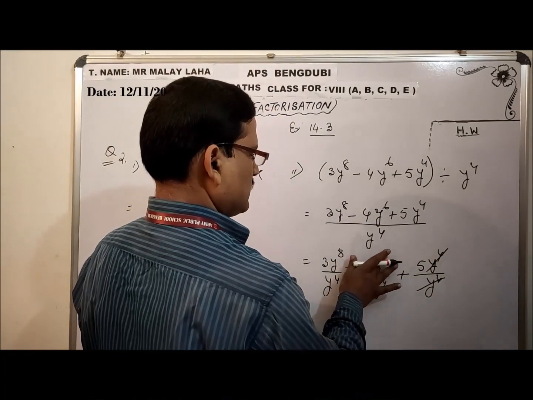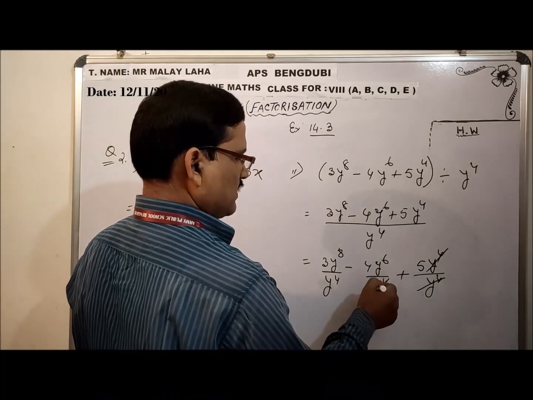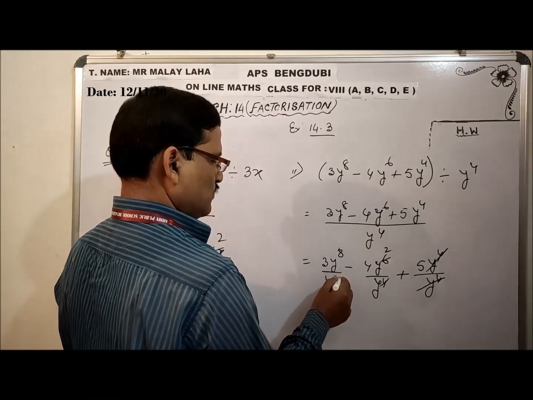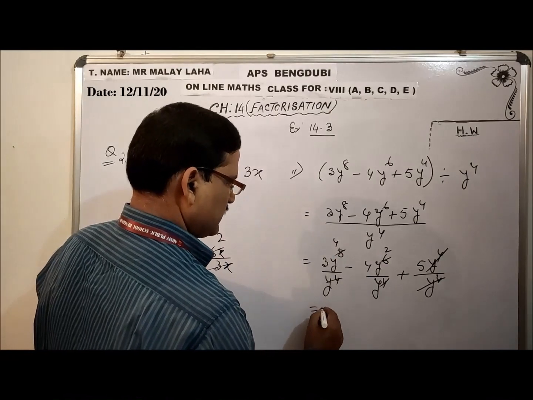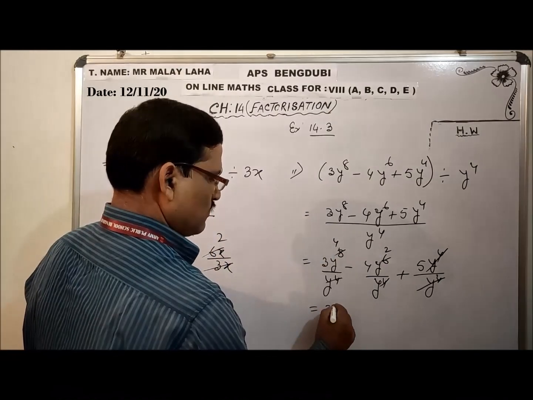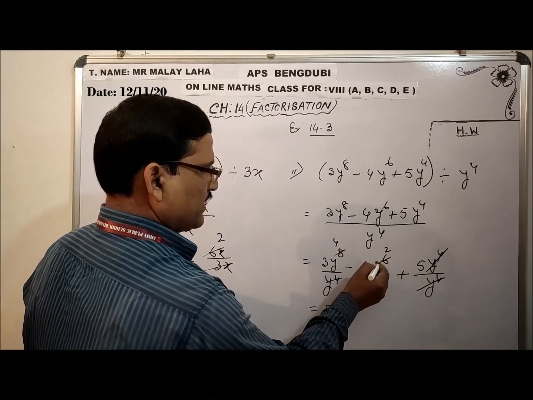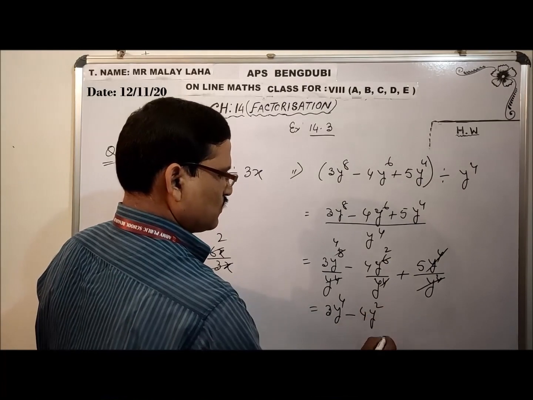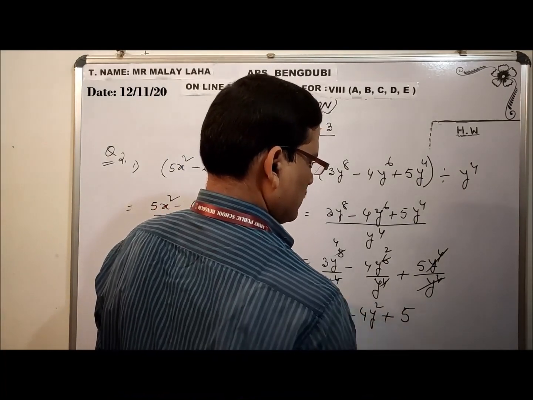When you cut 4 power from 6, 2 is left out. And y raised to 4 from y raised to 8, when 4 power is cut, 4 is left out. What is this? 3y raised to 4 minus 4y raised to 2 plus 5 only.